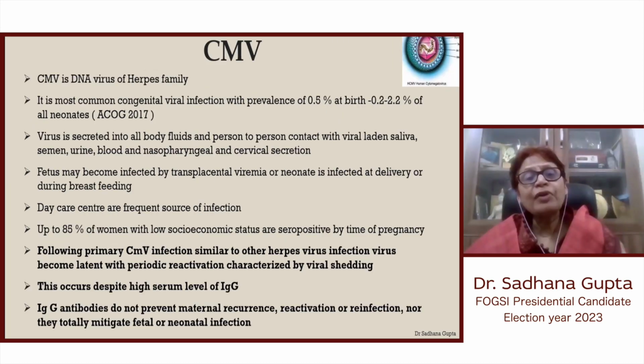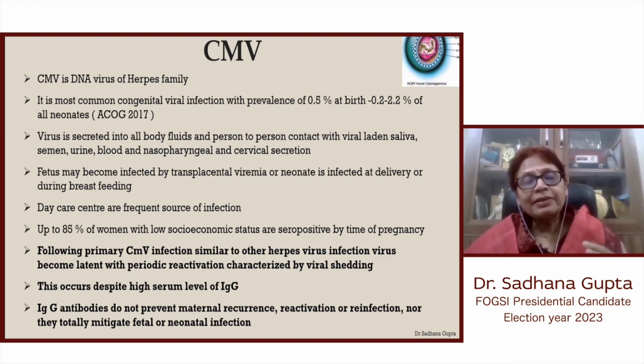CMV is a DNA virus of the herpes family, and it can cause a lot of issues in the fetus, especially hearing loss, sensorineural damage and cognitive dysfunction. The virus is secreted into all body fluids, like saliva and urine. So women who are caring for children, or working in daycare centers, are vulnerable to CMV infection, and like herpes, it becomes latent with periodic reactivation, again characterized by viral shedding.